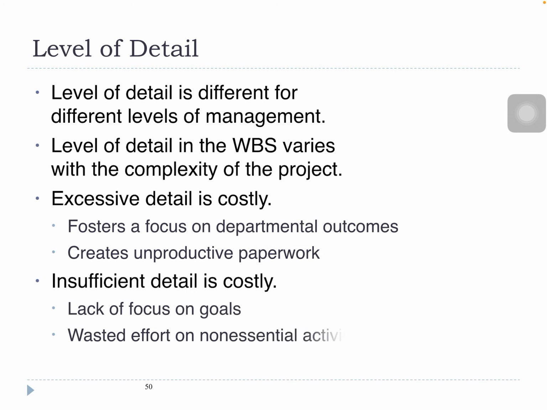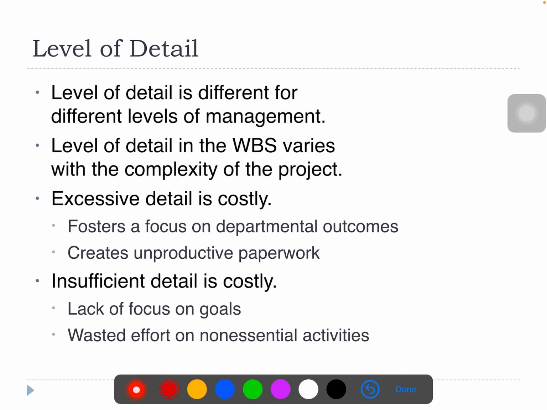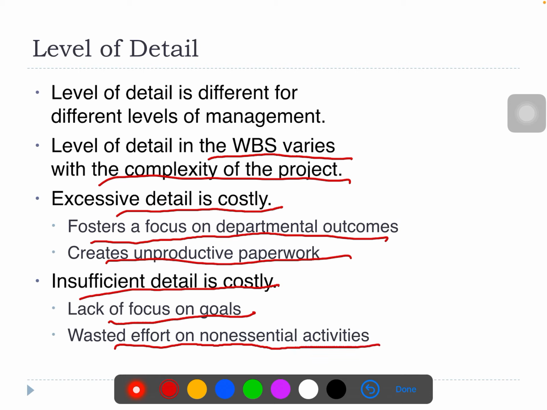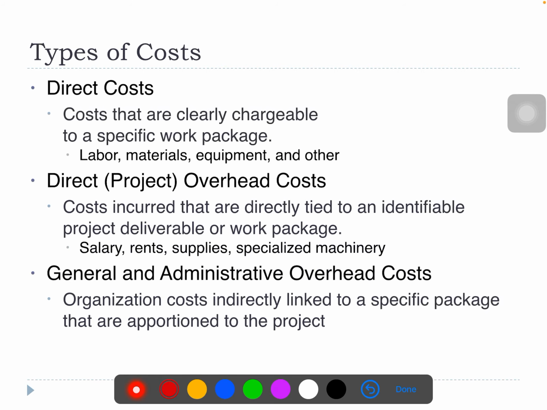The level of detail is different from different levels of management. The level of details in the WBS varies with the complexity of the project. Excessive detail is also costly. It fosters a focus on departmental outcomes and creates unproductive paperwork. Insufficient detail is also costly. It lacks focus on goals and wastes effort on non-essential activities. So these are the things that you need to find the right balance when you do costing.